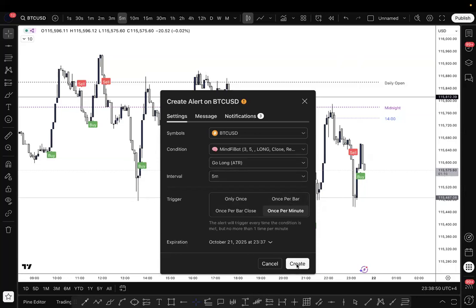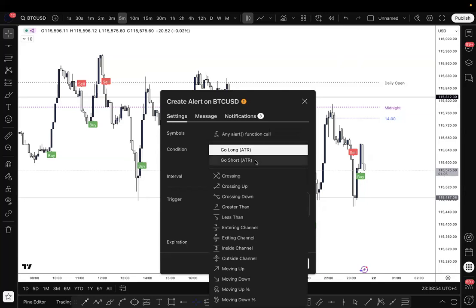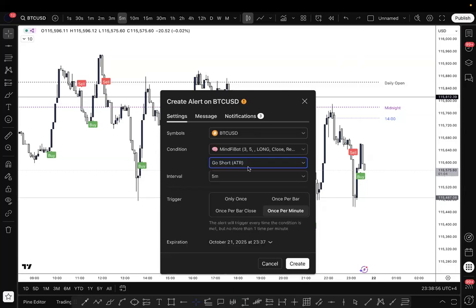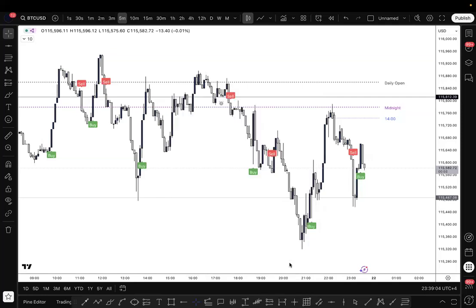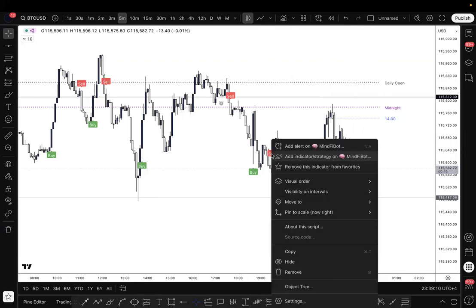So when I click create here, it's just going to create the buy. For sell also, what you do is go short, right? You open the go short. So you put go short, same time frame and all of that, same triggers, the triggers you want. And when you create it, when there's a sell alert on BTC, it's going to alert me. That is how you put notification on the MindFiBot.